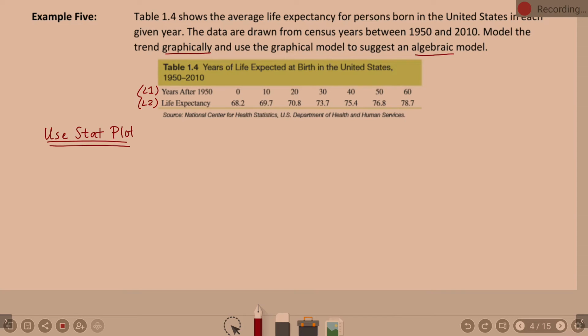Y min, do I need anything negative? No, so I'll leave it at 0. Y max, how big do I have to go? Yeah, 78.7 minimum, right? So I'll go for 80. And now let's graph it.